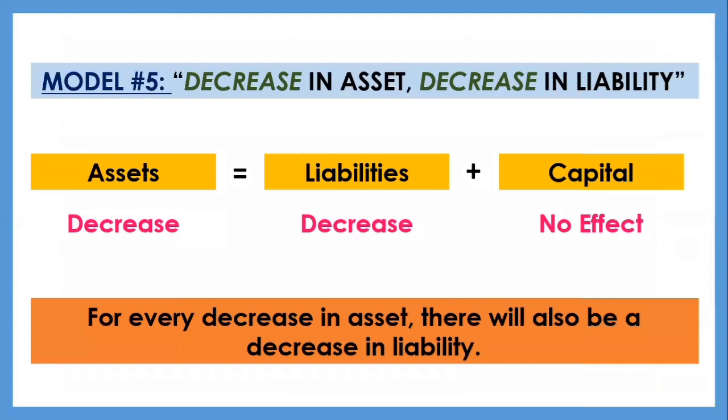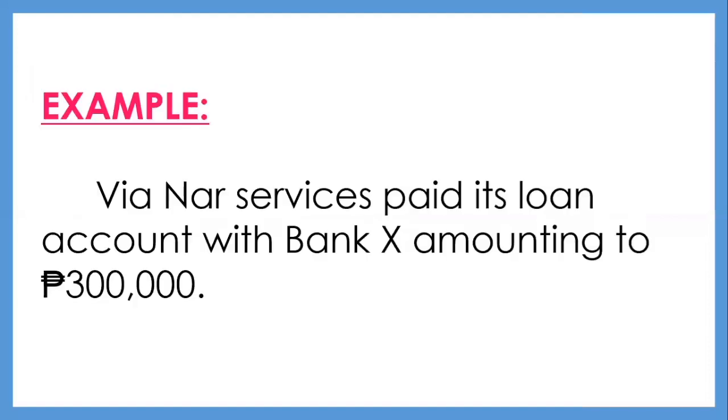And finally, we have model number 5. And model number 5, decrease in asset, decrease in liability. Now, as you can see on the sample figure, there is a decrease in assets, decrease in liability, and no effect on capital. So for every decrease in asset, there will also be a decrease in liability. Now, in order for us to better understand model number 5, let us have an example. For example, VNR Services paid its loan account with Bank X amounting to 300,000 pesos.